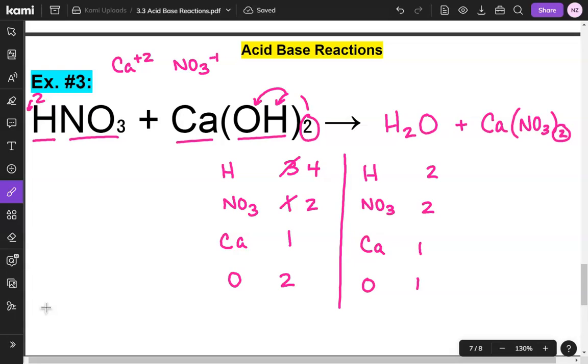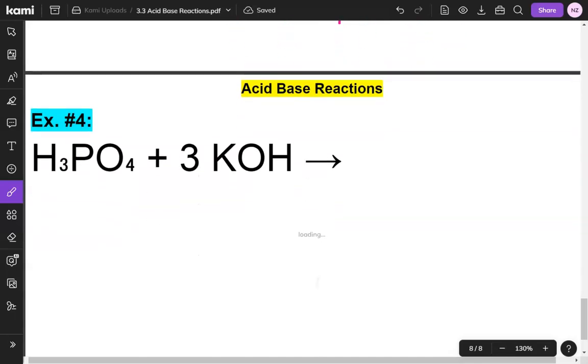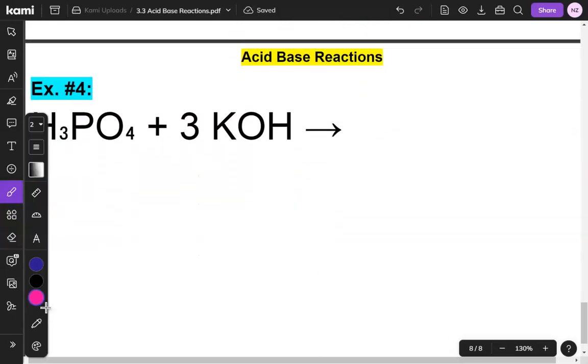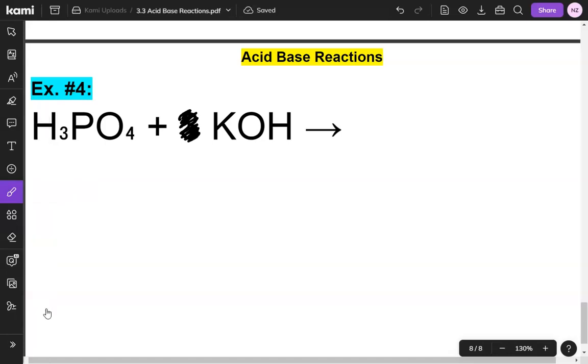Now on the right-hand side, my oxygens aren't balanced. My hydrogens are also not balanced, so let's put a 2 here. That 2 will go to the hydrogen and the oxygen. 2 times 2 is 4. 2 times 1 is 2. Balanced. Oh, I did it again. Definitely have to go back and fix that before class today.